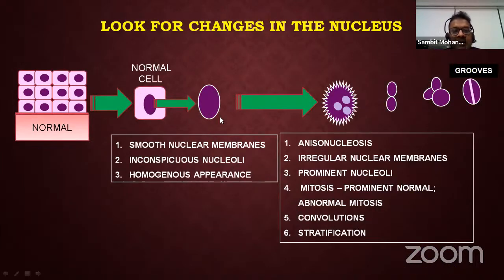So a normal cell has a smooth nuclear membrane, inconspicuous nucleoli, and a homogeneous appearance. Getting into anisonucleosis, you see an irregular nuclear membrane, nucleolar prominence, mitosis, convolutions, multipolar mitosis, stratification, and loss of groove, which is a feature of cancer.